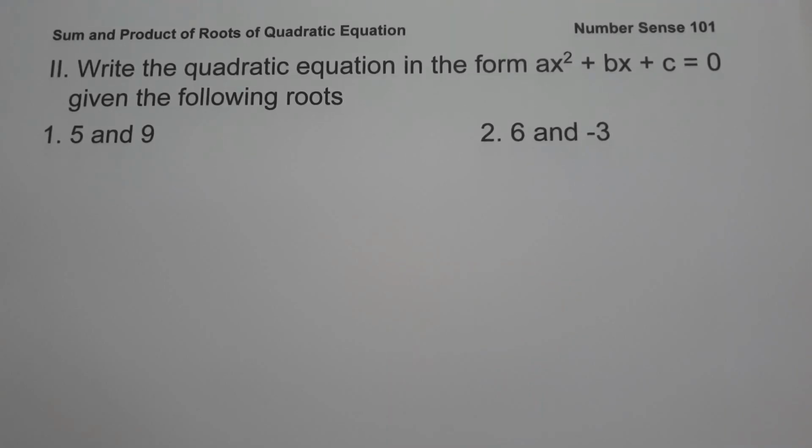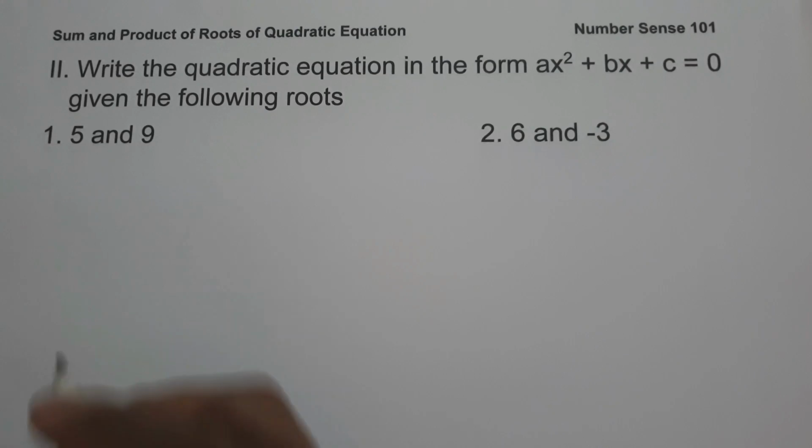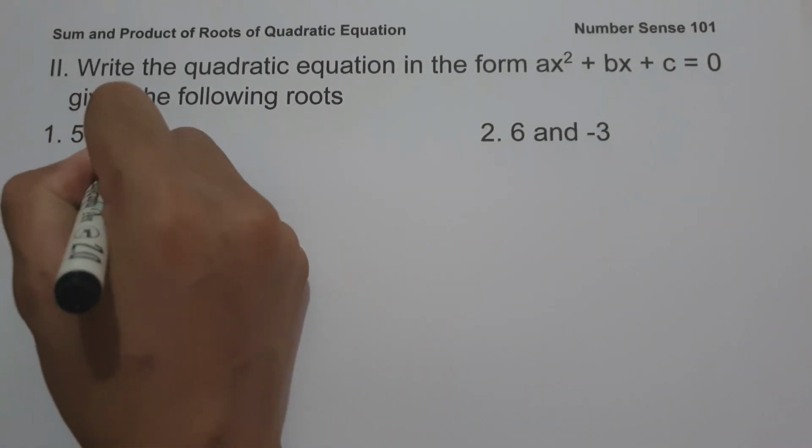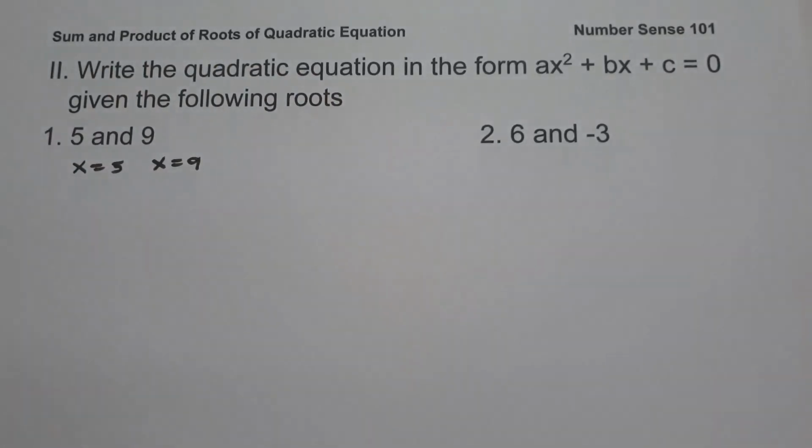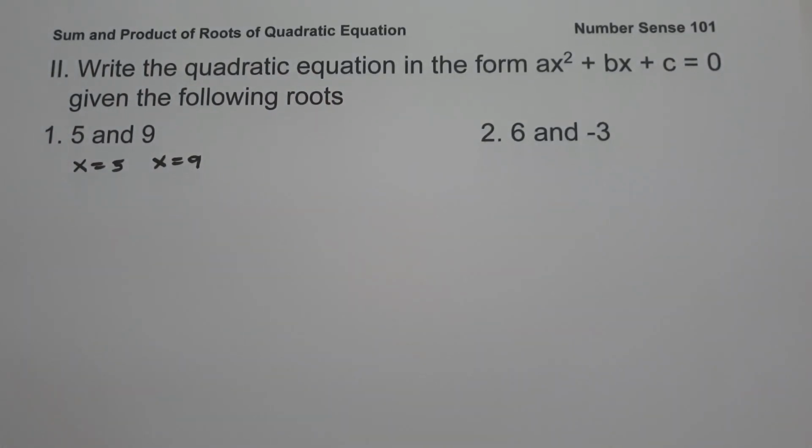On the second set of examples, we are going to write the quadratic equation in the form of ax squared plus bx plus c equals 0 given the following roots. On number 1, we have 5 and 9. Since the roots of the quadratic equation are 5 and 9, I'm going to show you two different ways on how we can find the quadratic equation using the given roots.